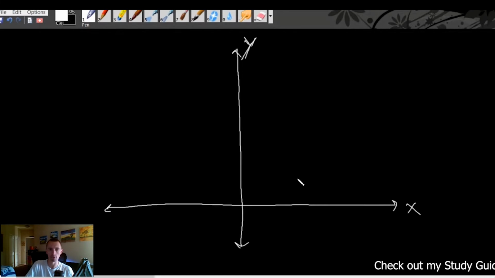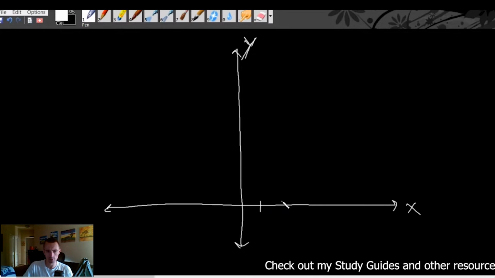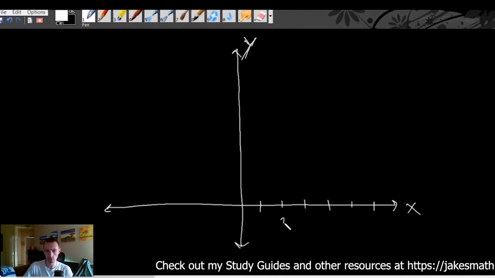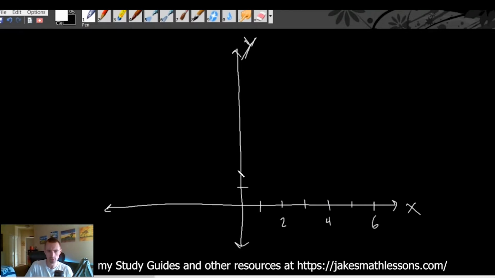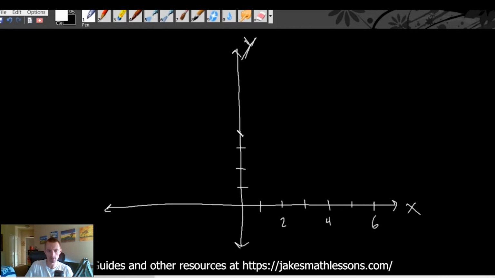So your x-axis is going to be your horizontal axis, your y is going to be your vertical axis. Then we just want to number this, just add a few labels here. So 2, 4, 6, same thing on the y-axis.